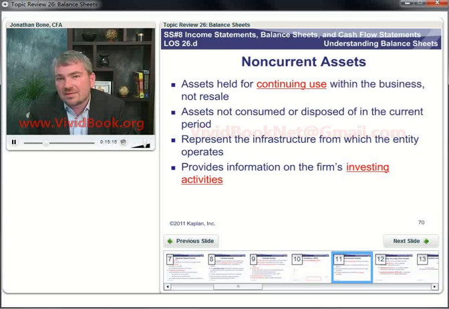By looking at the non-current assets, we're going to get information on the firm's investing activities, the investments that it makes in debt and equity in other group companies, the investments that it makes in things like plant, property and equipment and intangibles.